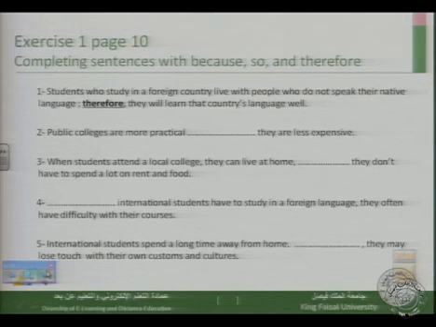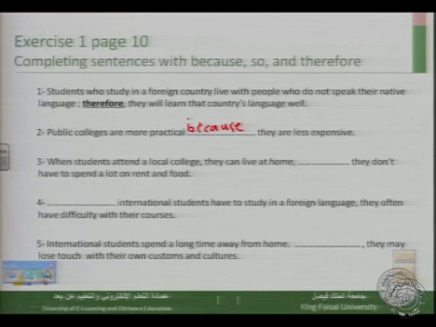In the second example, we have: public colleges are more practical, blank. They are less expensive. What do you think is the connector that we can use in this blank? It should be because, okay? So our sentence becomes: public colleges are more practical because they are less expensive. So the connector that we have to write here is because. It shows the cause or the reason, okay?